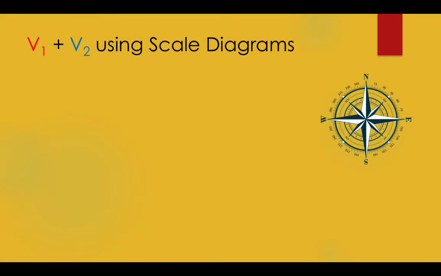Let's look at our first method, the scale diagram method. This method requires drawing the vectors joined tip to tail, one after the other. Which comes first really doesn't matter, as the final measurement will always be the same. Here's vector 1 in red, and here's vector 2 in blue. Let's draw a crosshair and have the red begin from the center of it.